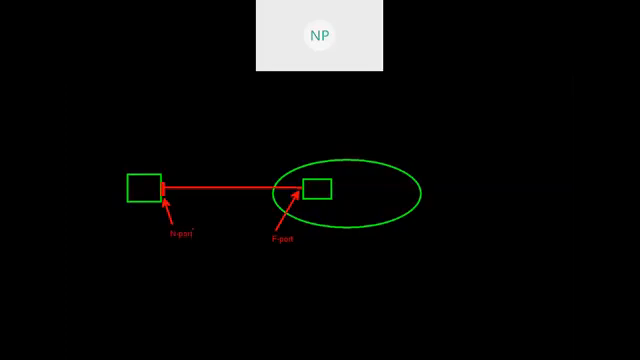Now, for example, let's assume I have a hub here. My server is connected to this hub, and this hub is connected to my switch. Now I'll call this port NL port. That is what I explained earlier. NL port.